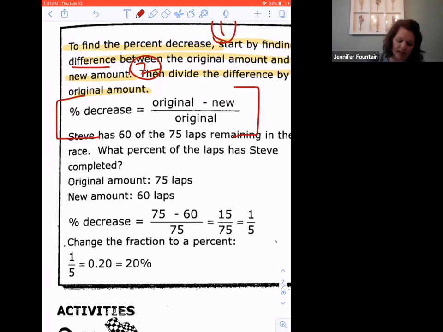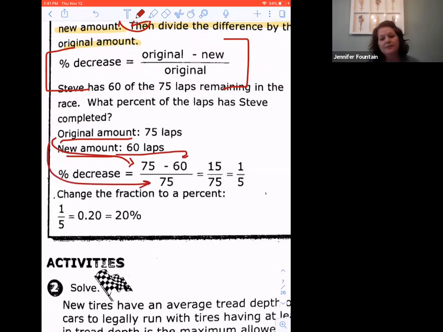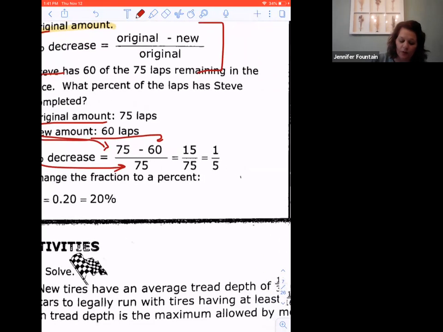So the example they give us is Steve has 60 of the 75 laps remaining in the race. What percent of the laps has Steve completed? So remember, my original amount is what's going right here. My new amount is right here, and I have to divide by my original amount. So I have 75 minus 60 is 15, and I'm dividing by 75. So 15 divided by 75, I can write that as a reduced fraction. 15 over 75 reduces to 1/5.